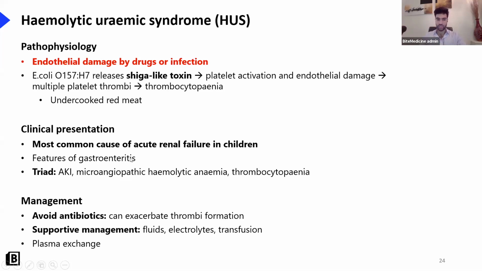Presents with features of gastroenteritis because it's just like any other E. coli infection. You get diarrhea, vomiting, abdominal pain, and it's the most common cause of acute renal failure in children. So very important to look out for. Avoid antibiotics, as they can exacerbate thrombi formation because you get more toxin being released. You manage it supportively, so fluids, electrolytes, blood transfusions if necessary. And in certain instances, you can do plasma exchange.